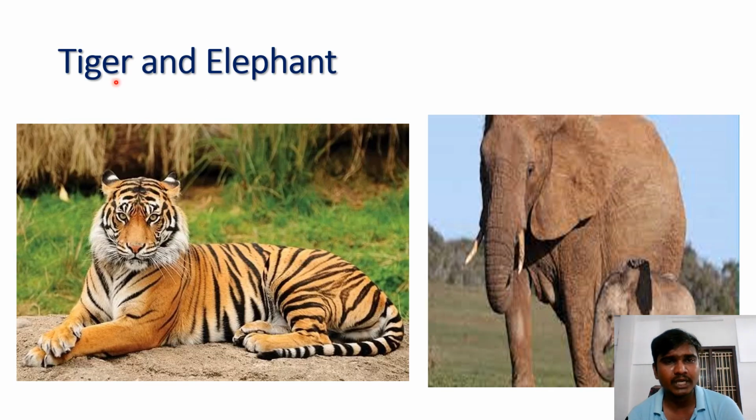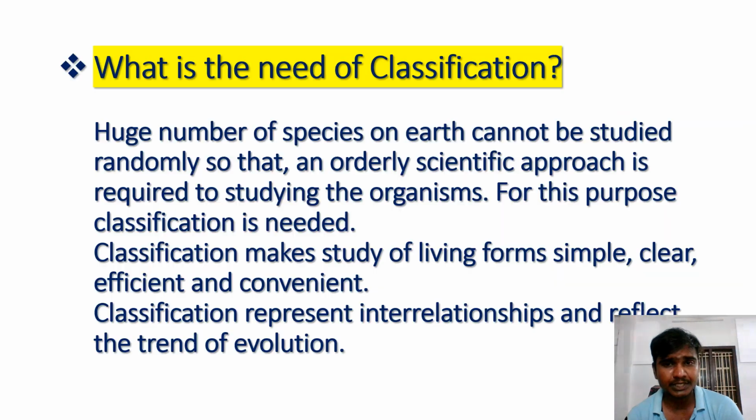So for example, tiger and elephant. Compared to the elephant, the tiger eats meat and the elephant eats plants. In size, both are different. In shape, both are different. In color, both are different.